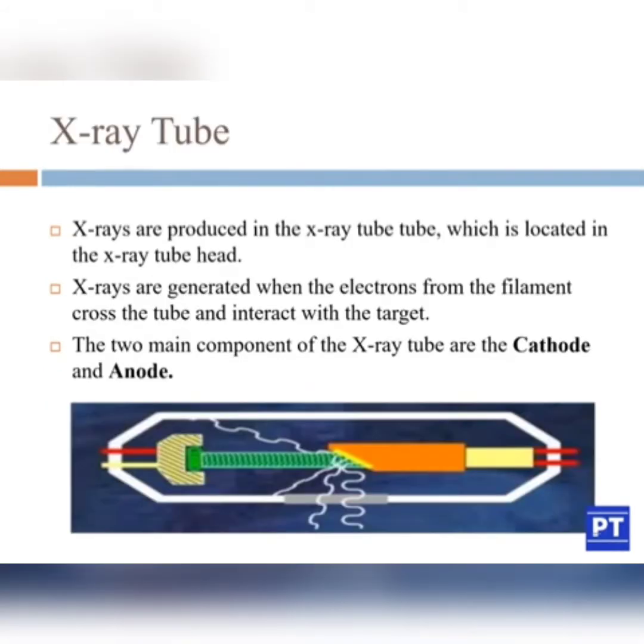Again, let us see the X-ray tube. X-rays are produced in the X-ray tube, which is located in the X-ray tube head. X-rays are generated when the electrons from the filament cross the tube and interact with the target. The main two components of the X-ray tube are the cathode and anode. The cathode is the filament and the anode is the target.